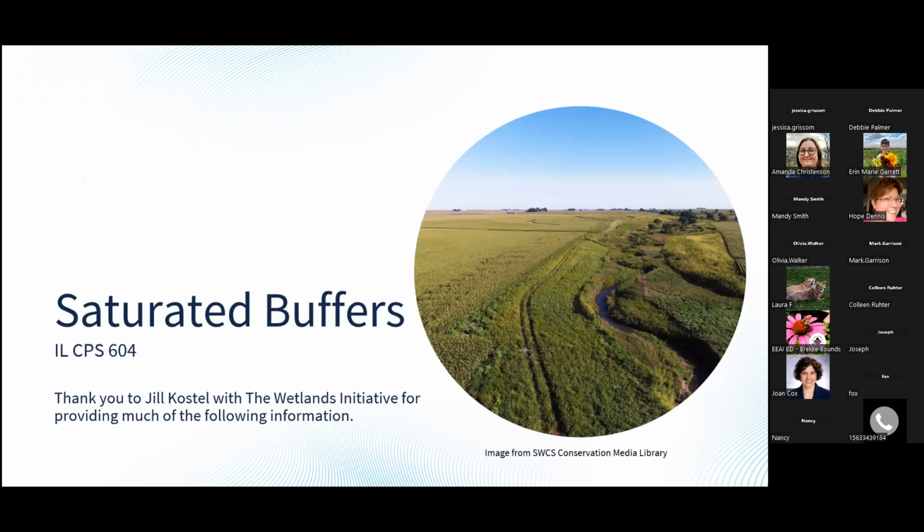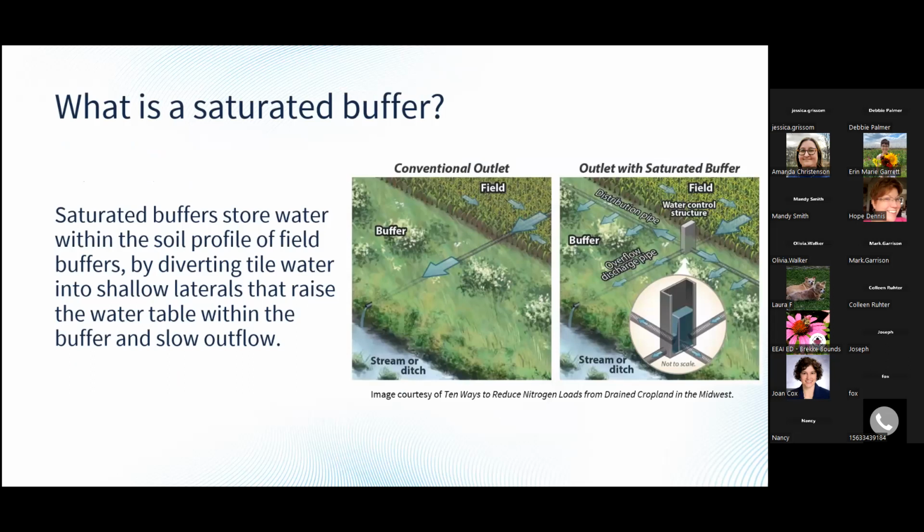Thank you, Rachel. Saturated buffers were added to the nutrient loss reduction strategy best practices in the 2021 biennial report. So what is a saturated buffer? Saturated buffers store water within the soil profile of field buffers by diverting tile water into shallow laterals that raise the water table within the buffer and slow outflow.